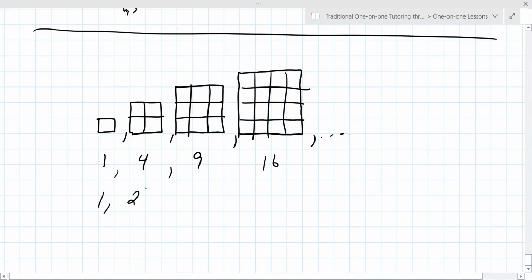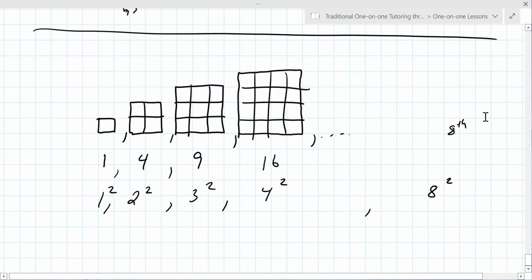So it's 1 squared, 2 squared, 3 squared, 4 squared. If I asked you for the, I don't know, 8th one, it would be like 8 squared. The next one would be 5 and 5, then 6 and 6, and so on.